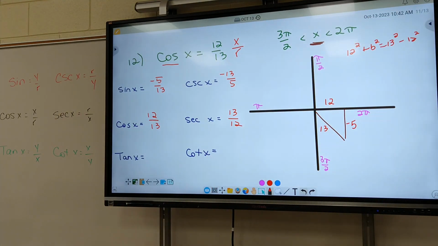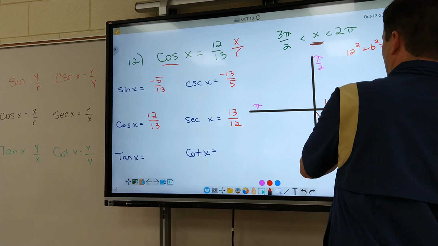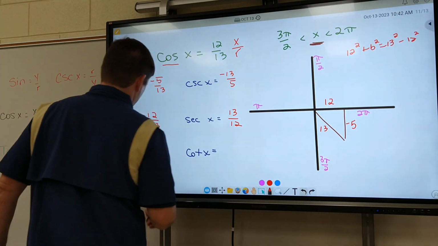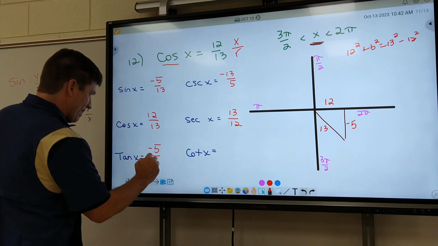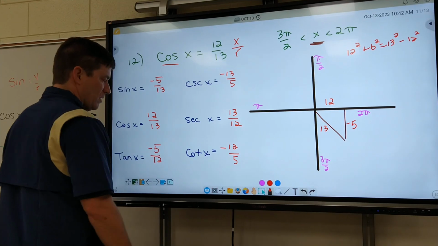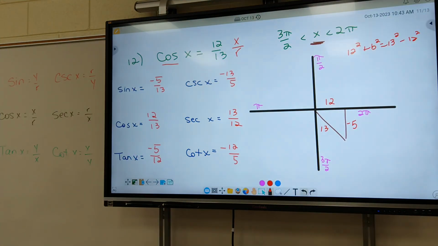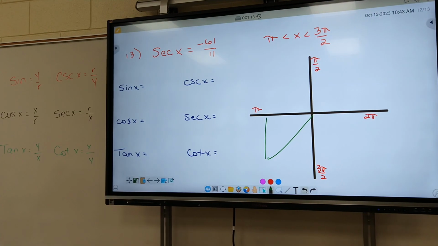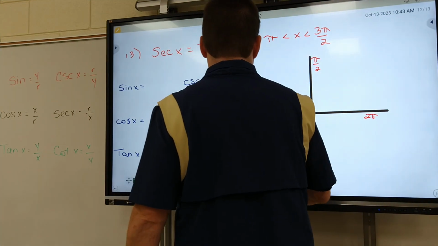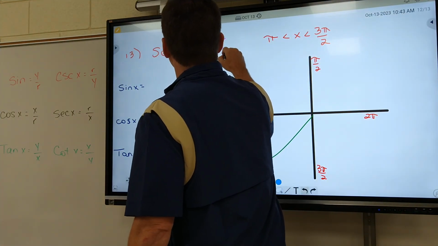Okay, tangent is y on top, so that's negative 5 over 12. Flip it, that's negative 12 over 5. Okay, so I have showed y'all enough so you can do 13 by yourself. All right, now, Laney, I know my formula for secant, that's my r, that's my x.